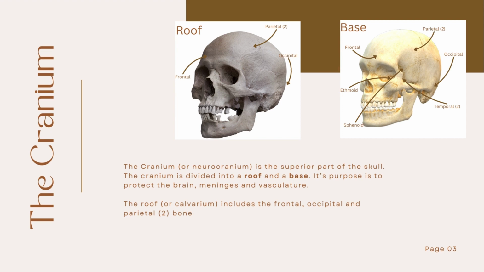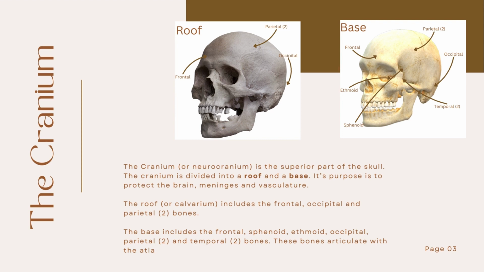So the roof, which is also known as the calvarium, includes the frontal bone, occipital bone, and the two parietal bones, as seen on the diagram. The base includes the frontal bone, sphenoid, ethmoid, occipital, and two parietal and two temporal bones.